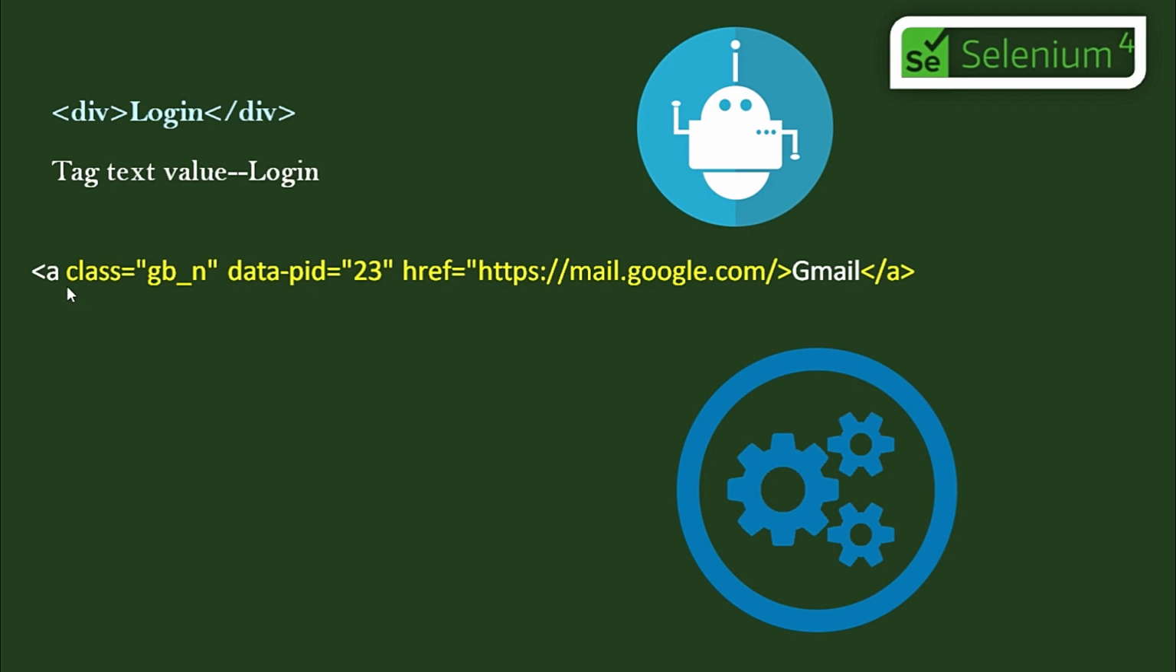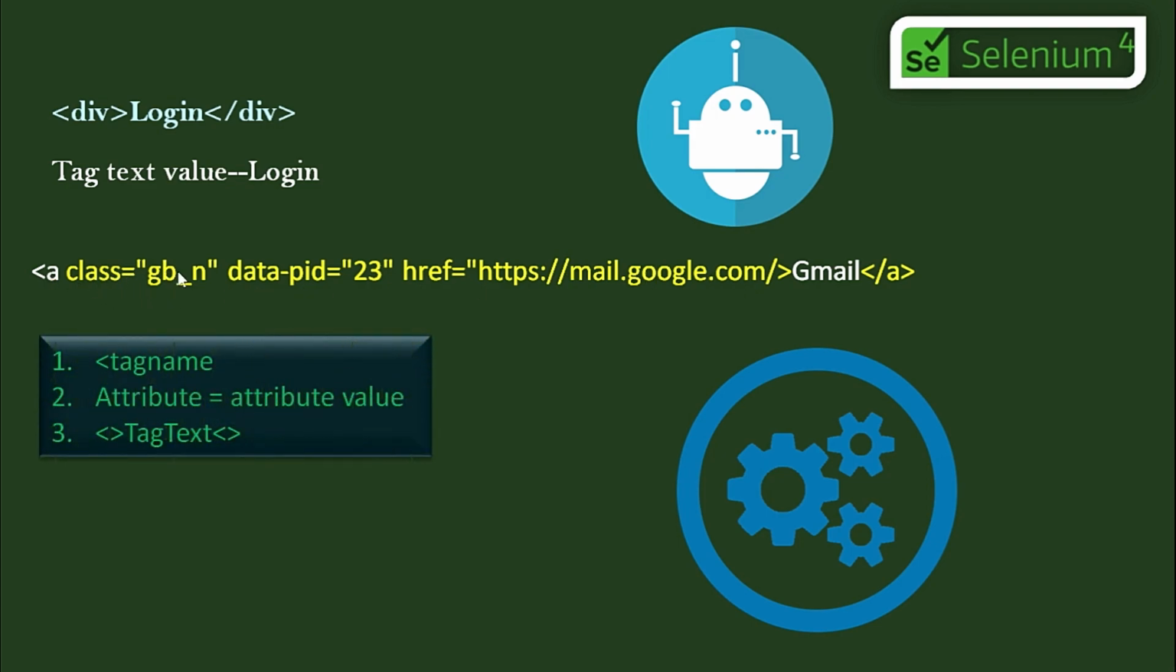And sometimes you see web elements with the anchor tag. You can see this is the anchor tag. A defines the anchor, and this is the link. I took the Gmail link. When we click on Gmail, it will navigate to mail.google.com. This is a kind of link, and it has the hyper reference, href. This is the attribute, and this is the value of the attribute. It also has a class. So this is the anchor element.